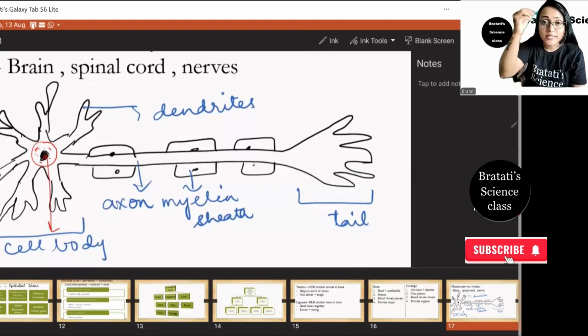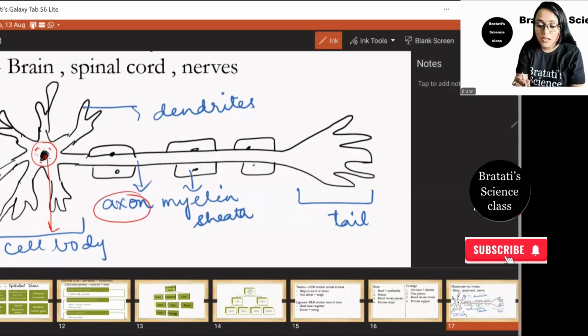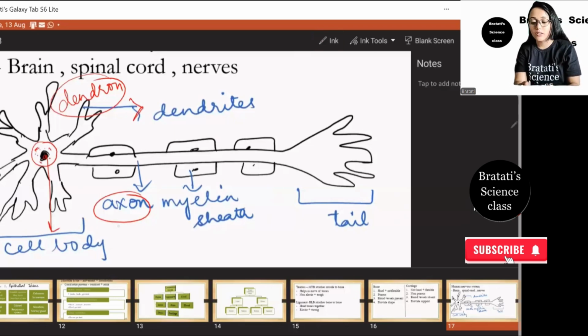And outside the cell body, these parts are the dendrons. So the neuron has two main parts, the dendron and the axon. In dendrons, there are branch-like structures from it, which are called the dendrites. Okay. And this long tail-like structure is the axon. At the end, there is the telodendria. It is the end part of the axon.